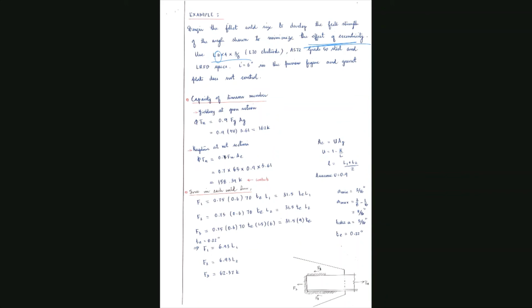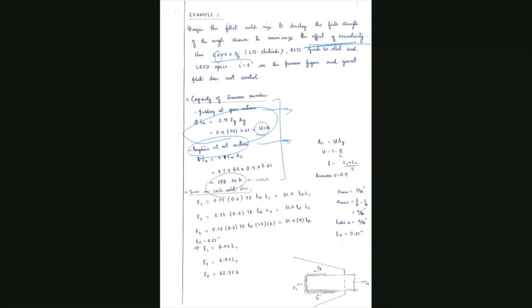Moving ahead, T_u is not given to you, so you have to find T_u. In fact, you are told to design for the capacity of the cross section. So you have to design for the strength of the cross section. This is the first thing that you studied in this course, which is yielding at cross section and rupture at net section. Here, this is pretty easy. You get the strength due to yielding as 162, and the strength due to rupture as 158.39.